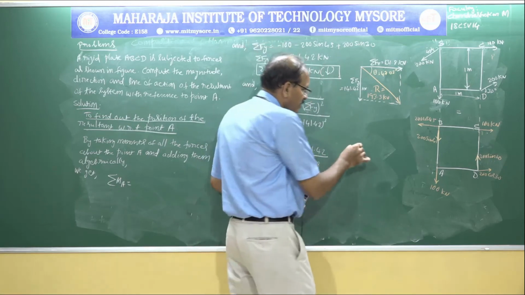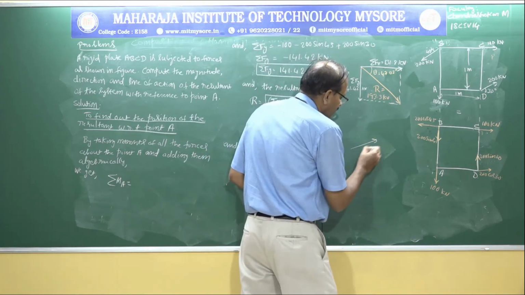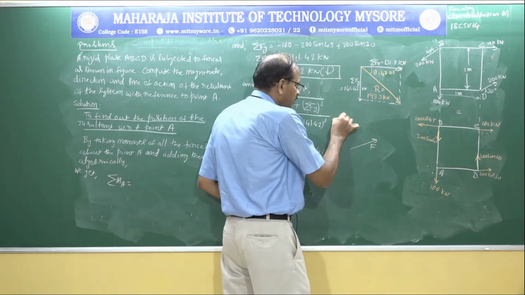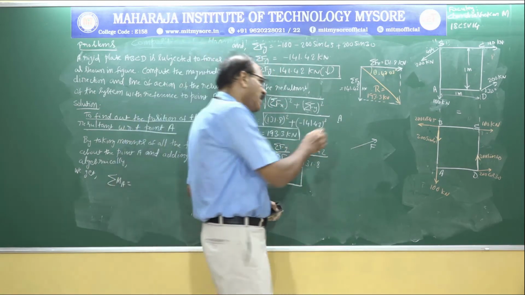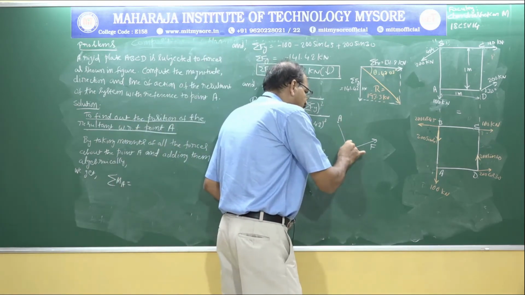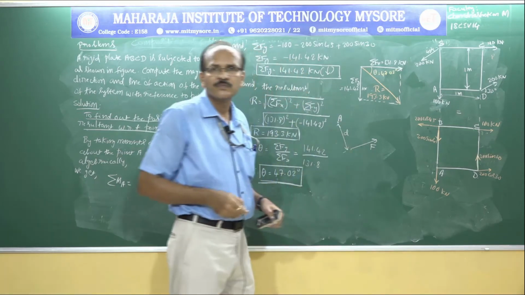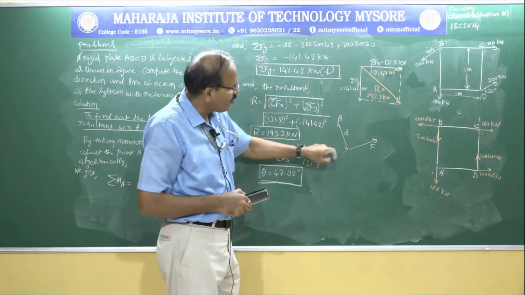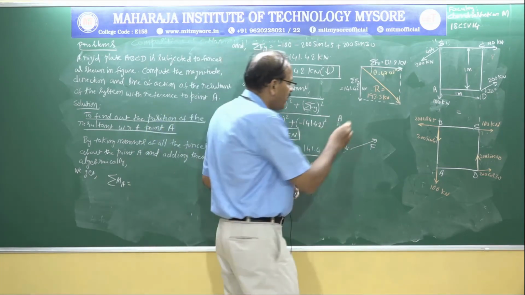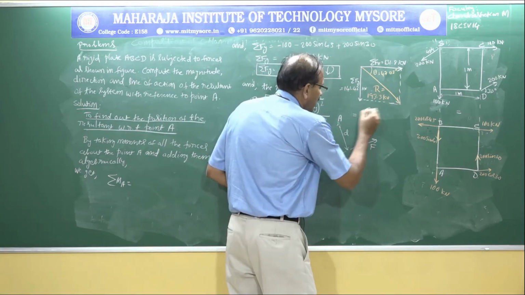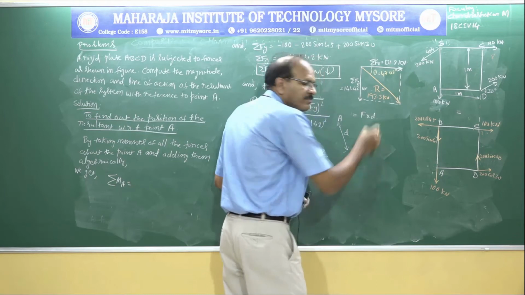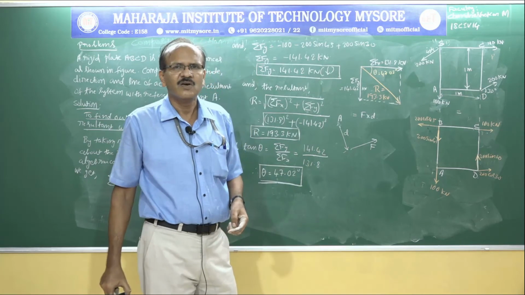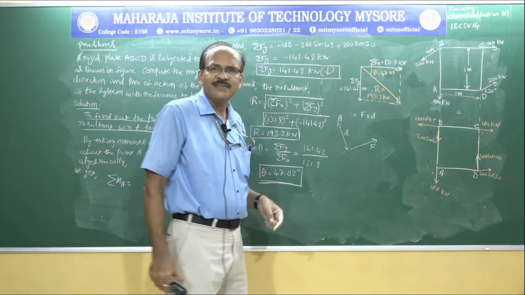Just to make it clear, if I take a force here, say F, and a point A here, and D is the perpendicular distance of this force from A, then the moment of this force about point A is given by F multiplied by D. Of course it is counterclockwise, with a minus sign. So force multiplied by D.